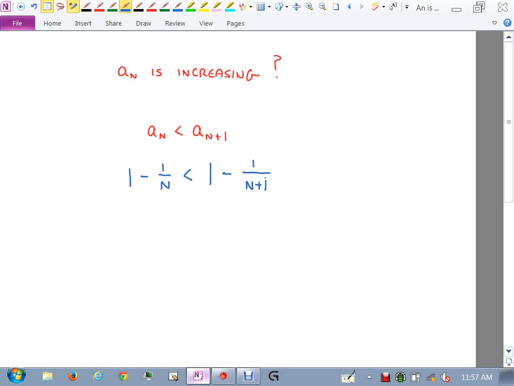So does everyone see this is a sub n? This is what happens when we plug n into the sequence. Does everyone see that this is what happens when we plug n plus 1 into the sequence? See the difference? I need to show that that inequality is true for all n greater than 0, n being an integer. How about we subtract 1 from both sides? So I have -1 over n is less than -1 over n plus 1.